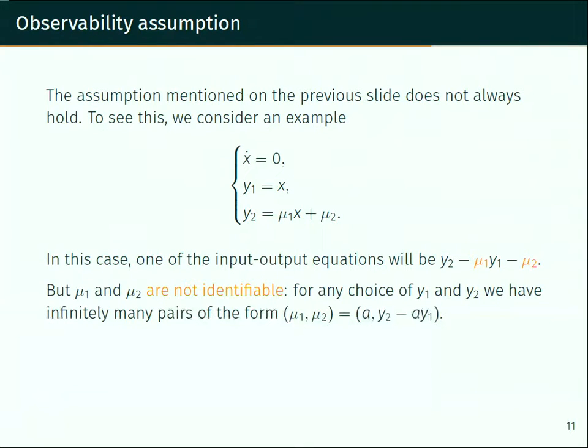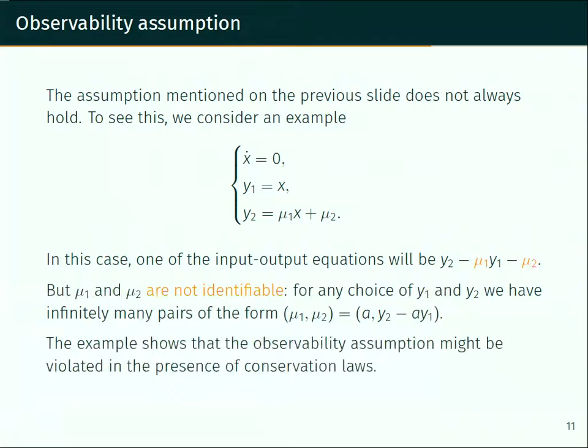Somehow the underlying reason for this violation is that our system has some conserved quantities. Because in the language of differential algebra, you have new constants. And from differential Galois theory, you know that new constants are always kind of a headache, and this is where this headache appears in this context, actually quite unexpectedly. So this assumption might be violated in the presence of conservation laws in the system.